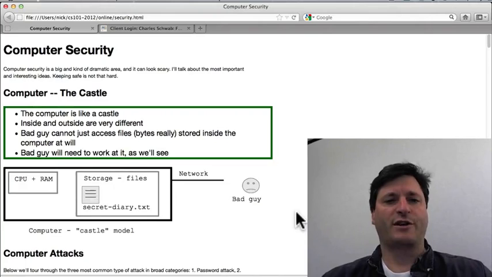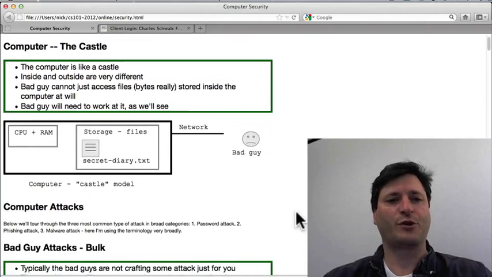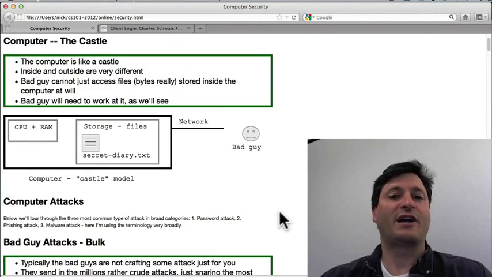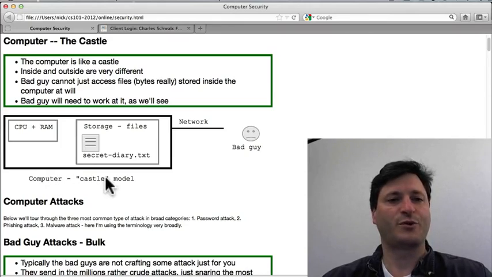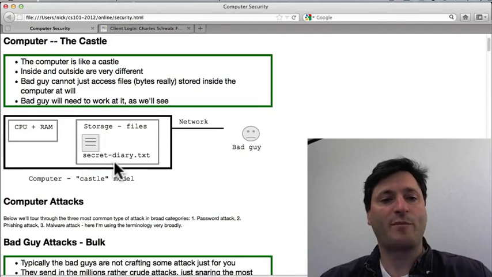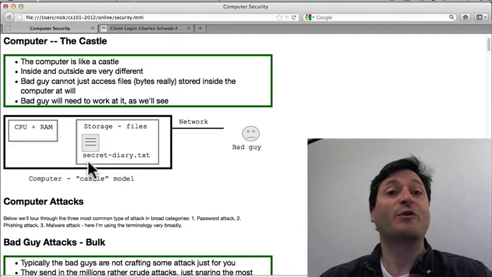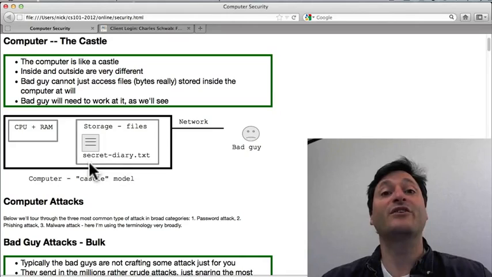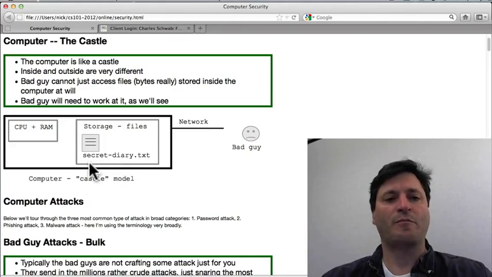So for starters, I want to establish this model of the computer. I'll say the computer is sort of like a castle. So let's say here I've drawn the computer, and there's the CPU, and maybe here's a hard drive or a flash drive or something with bytes on it that you care about. And let's say you've got your secret diary.txt. There's some bytes here that you care about. So I'm going to say it's like a castle in that the computer has this bold border around the side. Like it has a real wall, and the bad guy's out here.